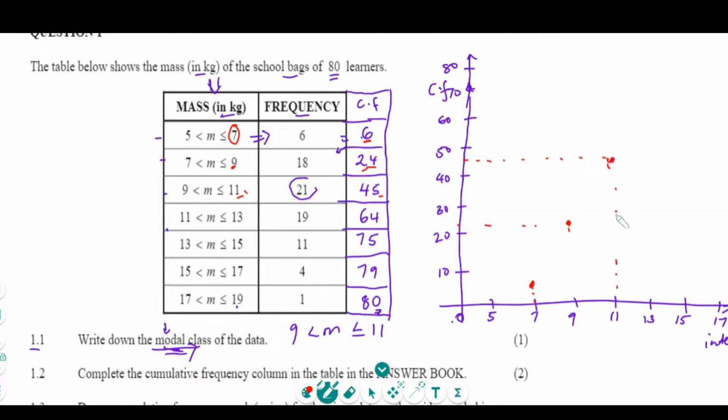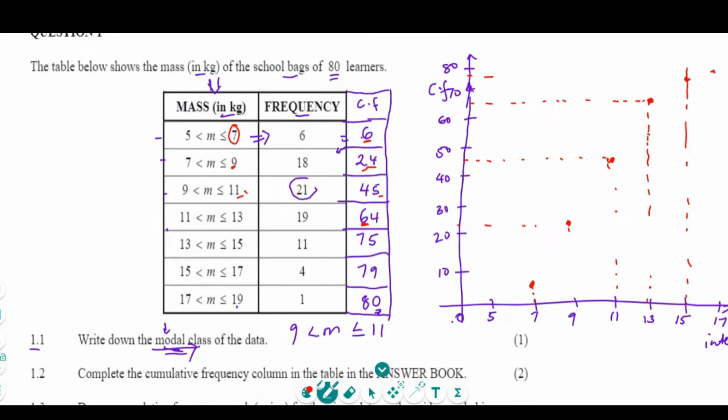So I'll have that. And then 13, my 13 is going to go with the 64. 64 is slightly below the halfway margin of 60 and 70. And then 15 is going to go with 75. So 75 is halfway. Guys, excuse my graph, I do not have the grids. And then I have 79 for 17. So 79 is just a little bit below 80. And then the 19 one is at exactly 80.